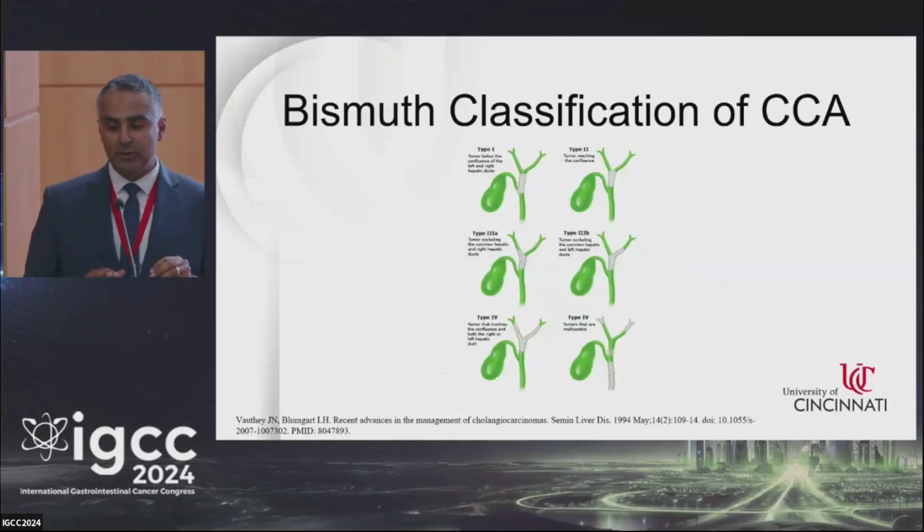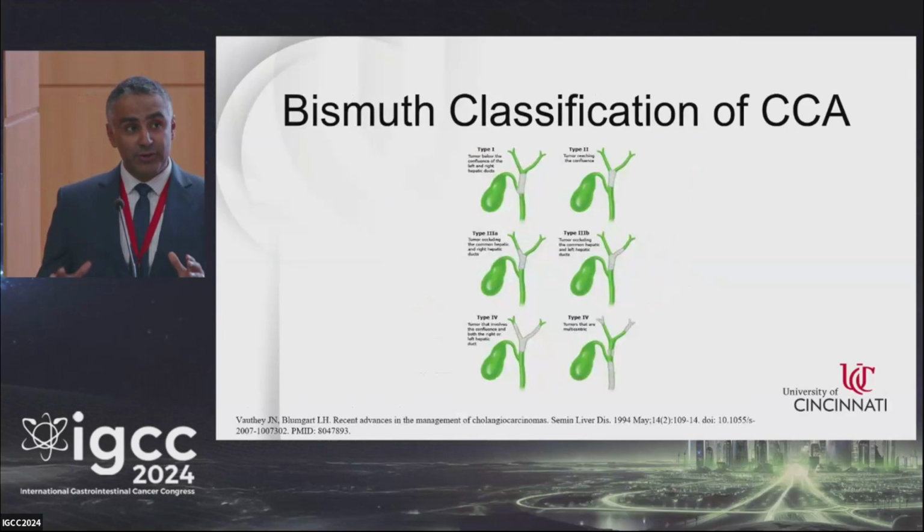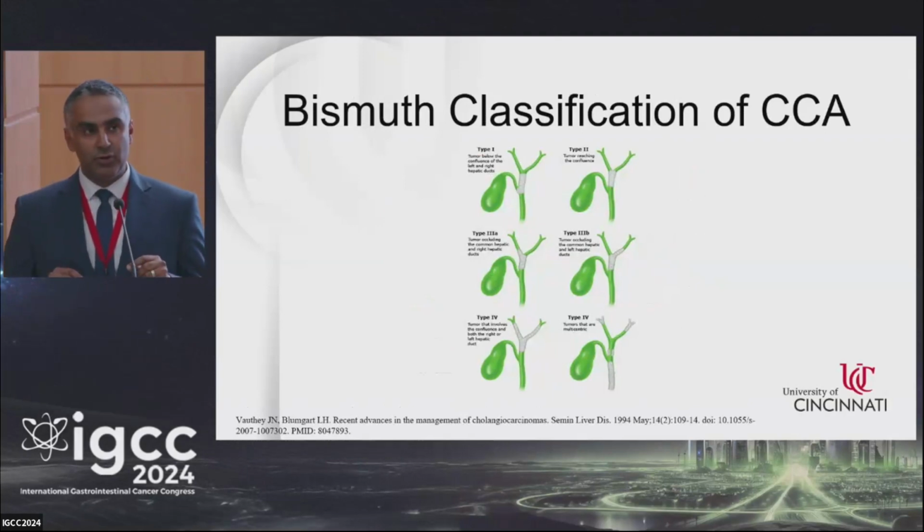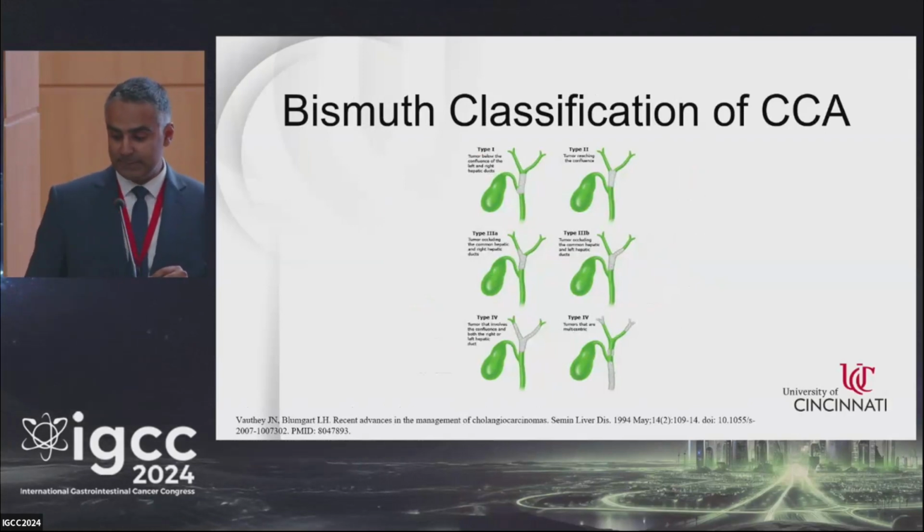Cholangiocarcinomas of the perihilar region, which account for the majority of cholangiocarcinomas, as we mentioned, are further classified according to the pattern of involvement of the hepatic duct based on the Bismuth-Corlette classification that was created by Henry Bismuth and Ronald Corlette in the 1970s.